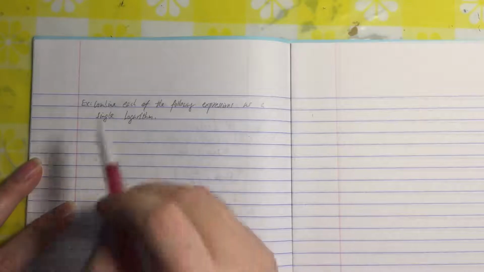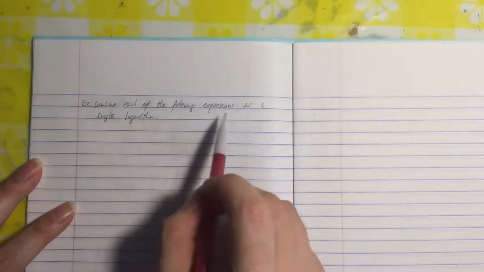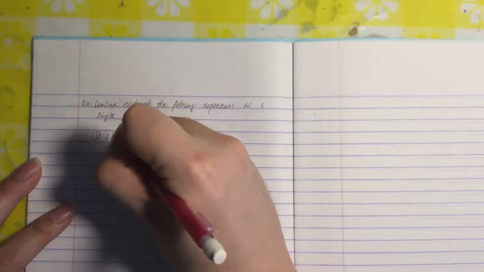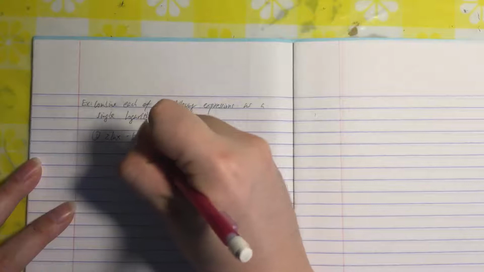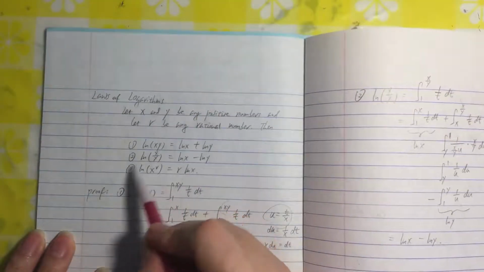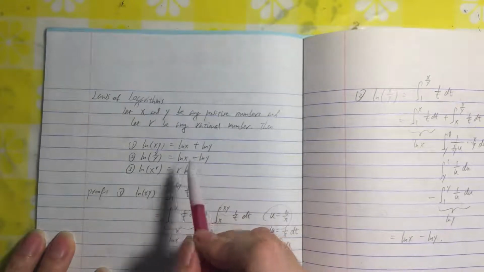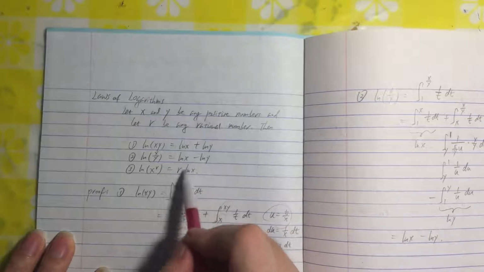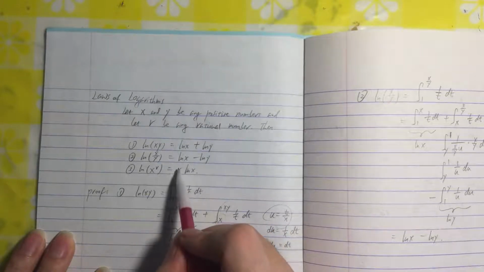Next example, combine each of the following expressions as a single logarithm. First example, 2 times ln of x minus 5 times ln of y. How can we combine this as a single logarithm? First of all, by the third law, we can always bring the exponent to the front. The opposite says if there's a coefficient in the front, I can always bring it back as an exponent.